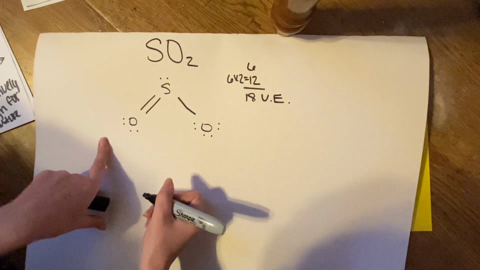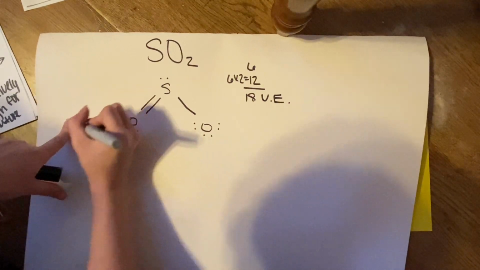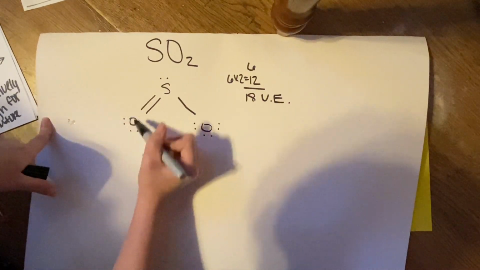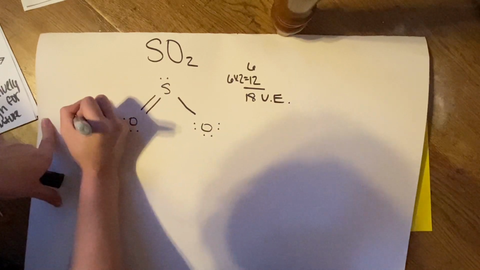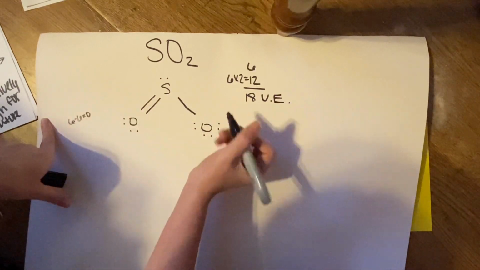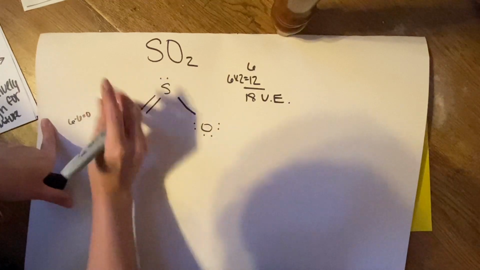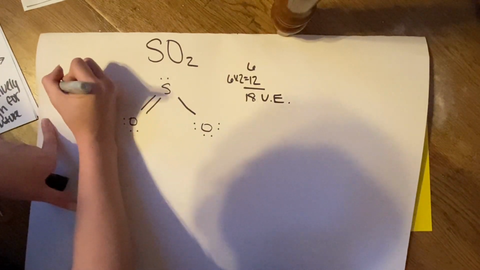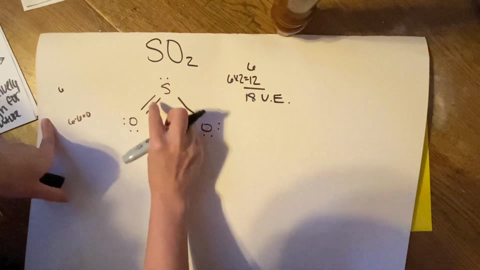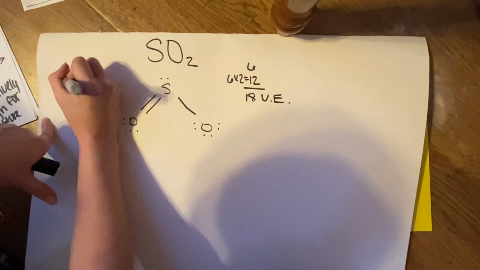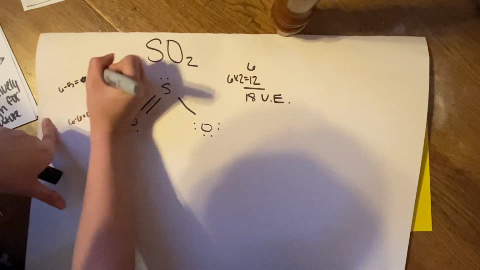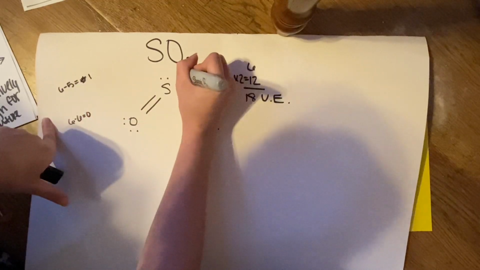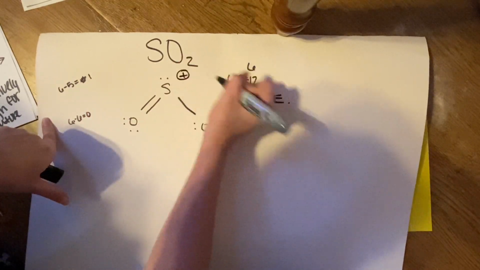We're going to determine our charges. So we have 6 minus 1, 2, 3, 4, 5, 6. It's going to give us the charge of 0. If we look up here for the sulfur, it also has 6, but we have 1, 2, 3, 4, 5. This is going to be a 1, so we're going to have a positive charge right here.